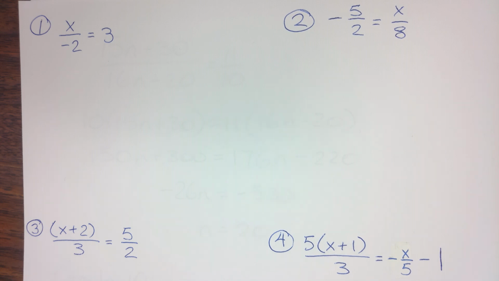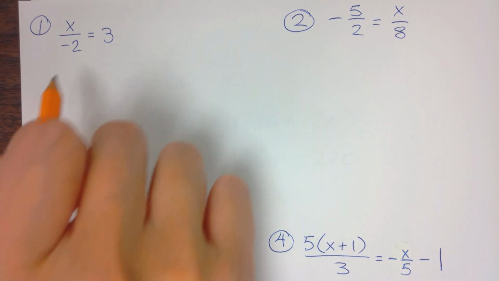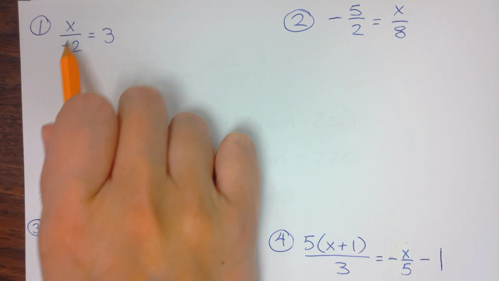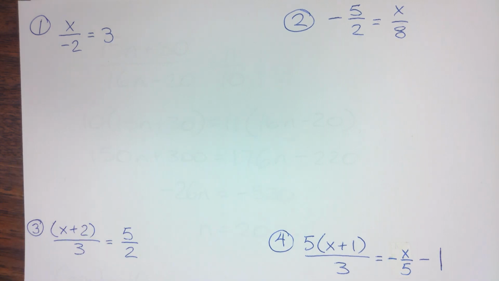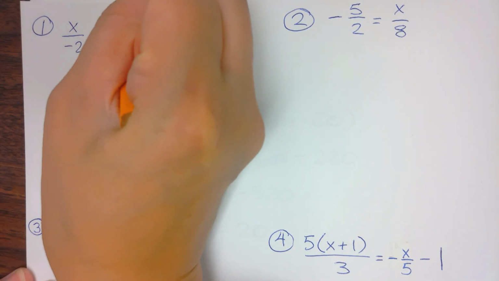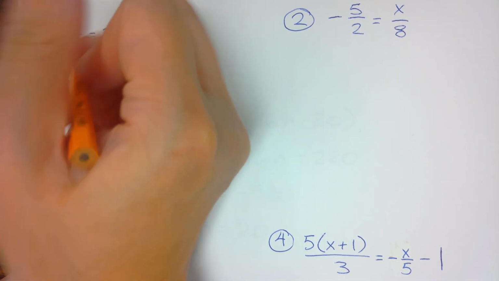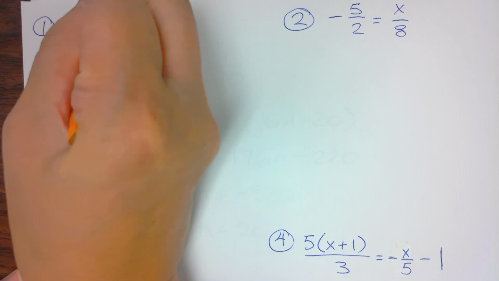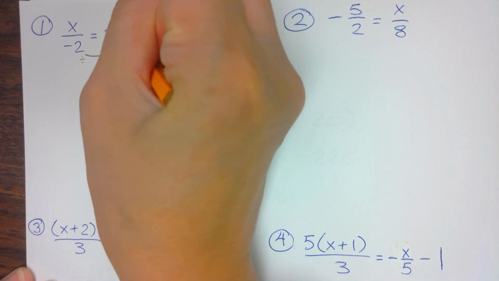Okay, so number one is a quick recall question. We learned how to do this on Tuesday. If I want to solve for x here, what do I do? Michelle? Right. Okay, so because I'm dividing here, I'm going to do the opposite, which is times.